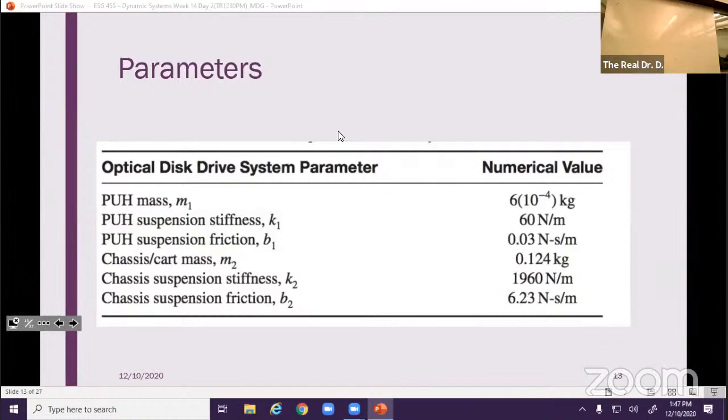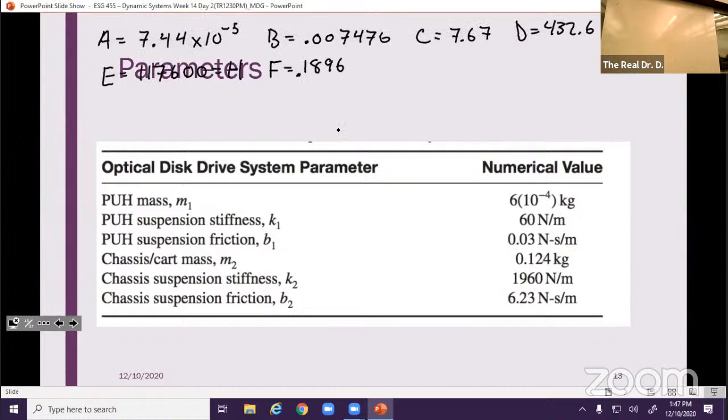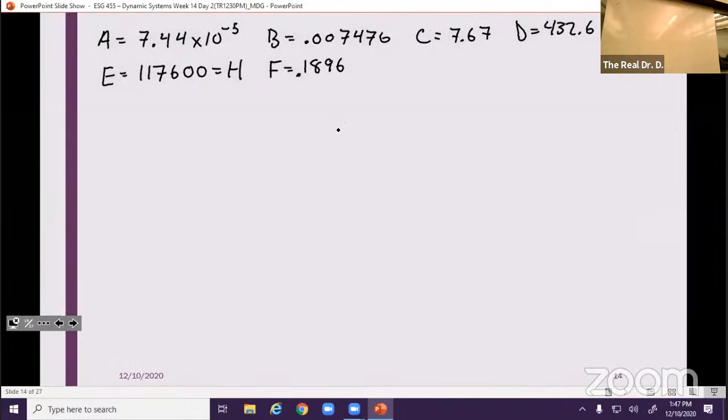So everybody's got them, hopefully. Oh, that was weird. Glitched out for a second, but we made it. All right. A, B, C, D. Well, D is equal to G. E is equal to H. And F. So these are the values we get. And yeah, we're going to plug these into our transfer function. Let's do that.